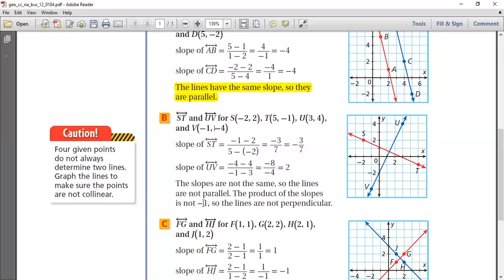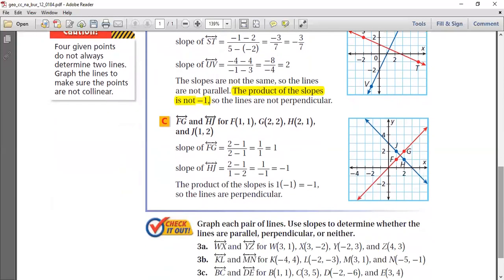The product of the slopes is also not -1, so the lines are not perpendicular. So what did they say by this? The product of the slopes is also not -1. This means that when you multiply -3/7 by its reciprocal, 7/3, the answer you're going to get is -1. So if you get the answer as -1, then they are perpendicular, else they are not. They are not parallel because the slopes are not the same, and they are neither perpendicular because the product of the slopes does not give us -1.